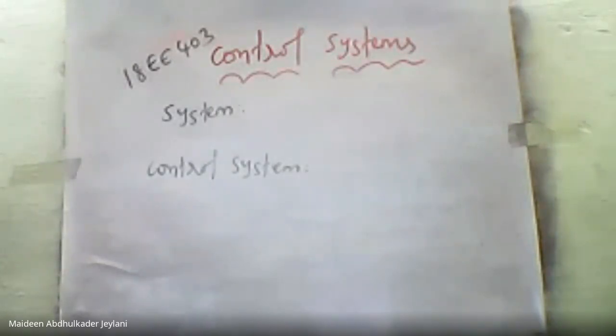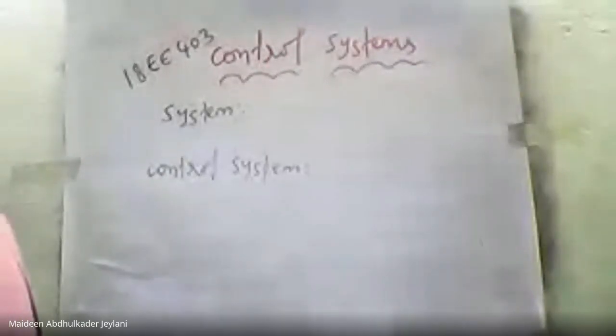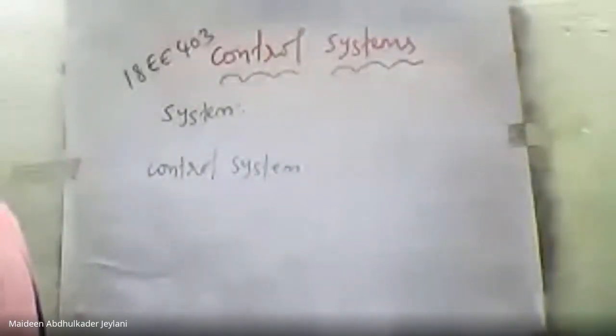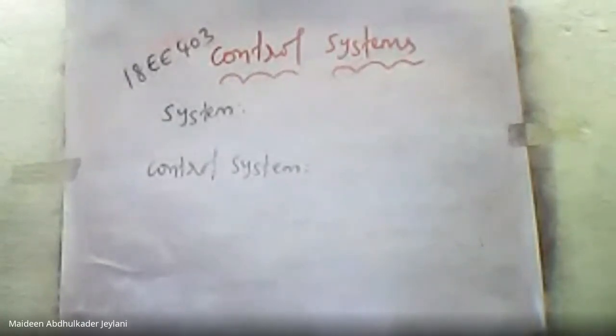A combination of elements to perform a specific task is called a system, sir. Okay, nice answer. Very good. A group of things working together, to perform a task. Okay, nice answer. Any other answer other than this? Out of 27, I am getting only 2 answers.